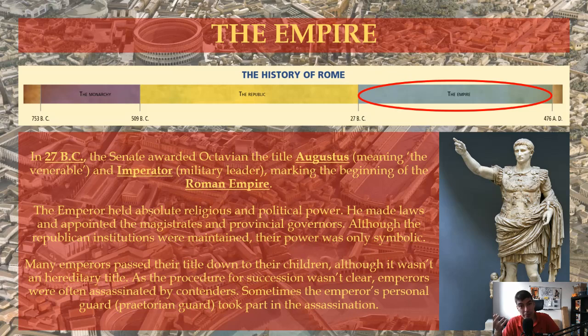The emperor in the Roman Empire held the absolute power, both religious and political. He made the laws he wanted, he appointed the magistrates he wanted, and the governors he wanted.